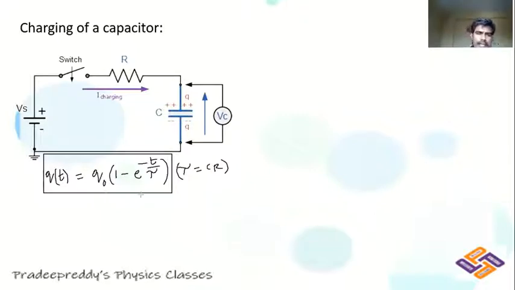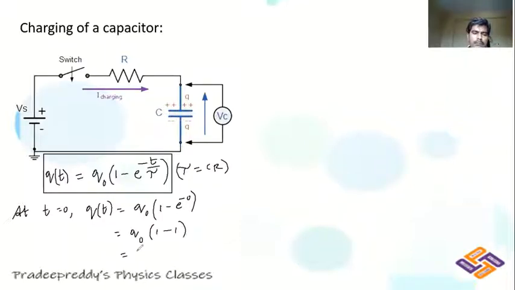Now, in this case, clearly you can understand if time t is equal to 0, at time t is equal to 0, that is initial state, what would happen? You can substitute t is equal to 0 in this above expression. So Q of t will be equal to Q naught into 1 minus e power minus 0. This is Q naught into 1 minus 1, which is equal to 0. Therefore, initially the capacitor plates are not being charged over there. That's a very important thing you need to remember. So that is point number 1.